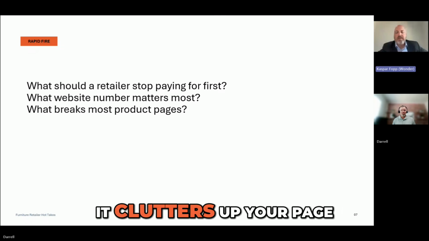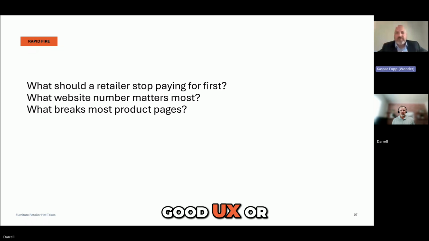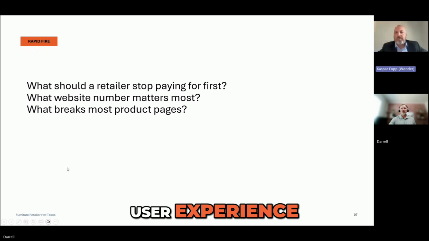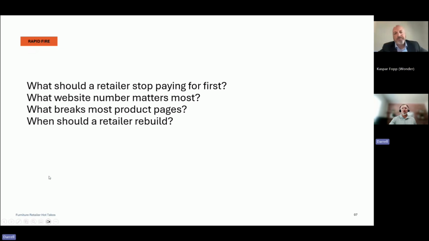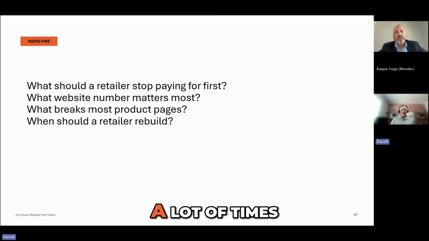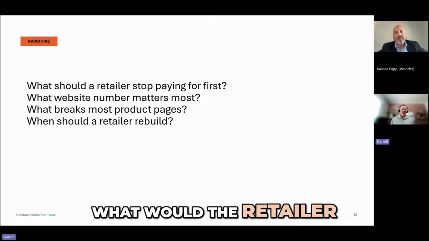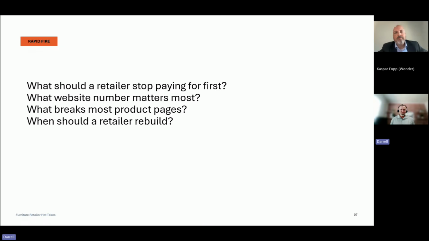Right. It clutters up your page, it splits your SEO, it confuses the shopper, it's just not good UX, not a good user experience. That's a great one. Question was, and this comes from, we sell this stuff and they say, so what should I do next? Or what should I rebuild? A lot of times, most of the time, I would say, I look at the homepage and go, well, there's our starting point. But what would the retailer rebuild if we're looking at this?